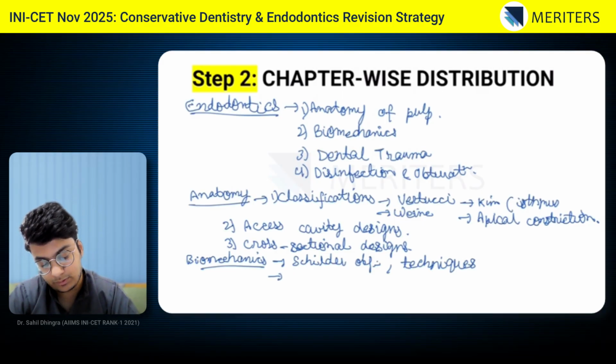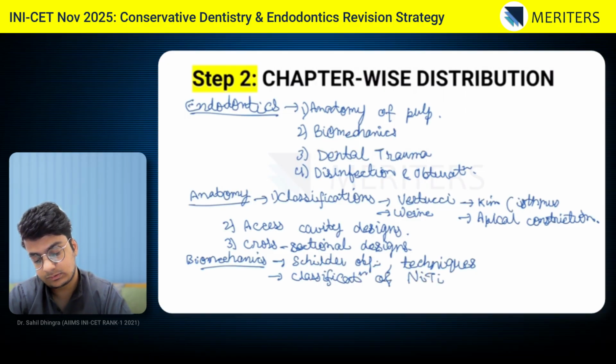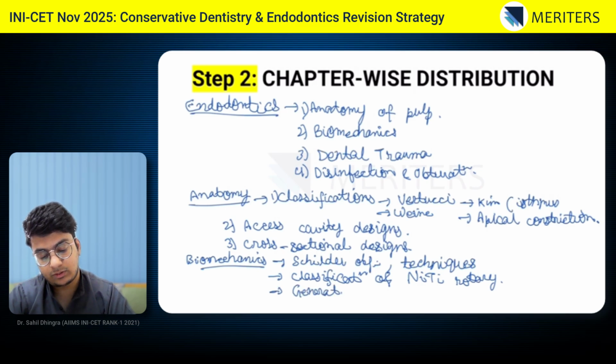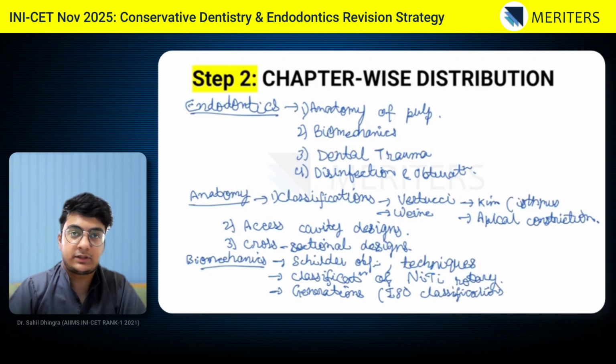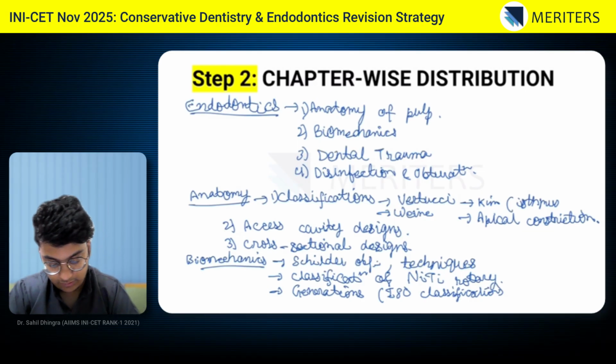Then they will ask you about the classification of the NiTi instruments, the NiTi rotary, and the generations of endodontic instruments. The ISO classification is there from class 1 to 4, the groups 1 to 4. These classifications are very important. When it comes to endodontics, the majority of things are from the classifications only, because everything is self-explanatory after the classifications.